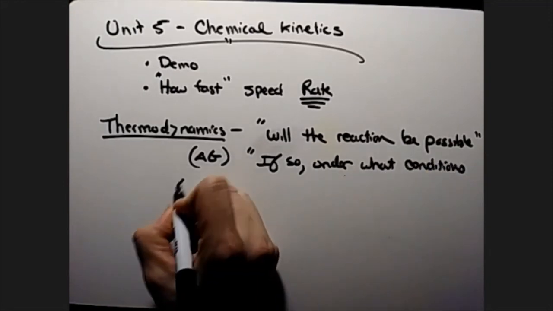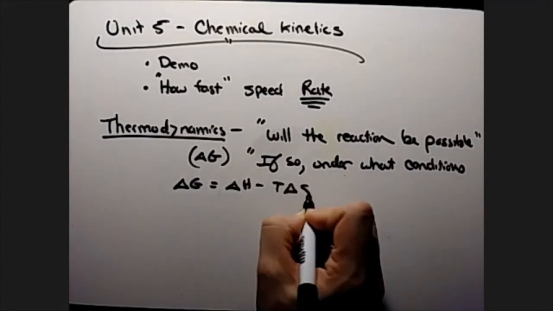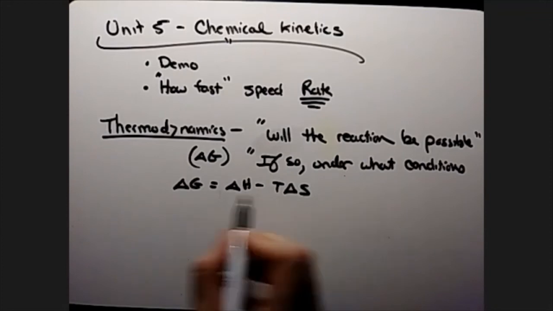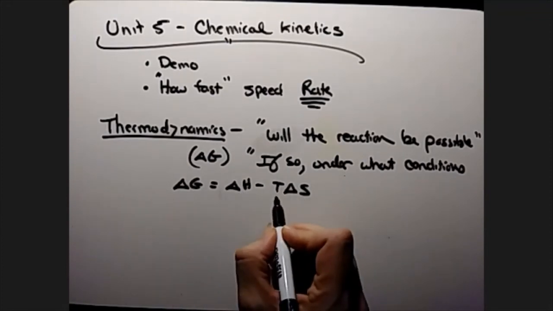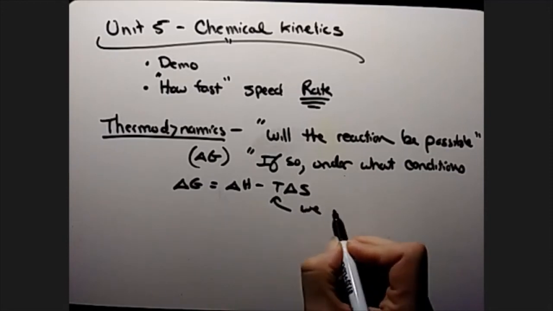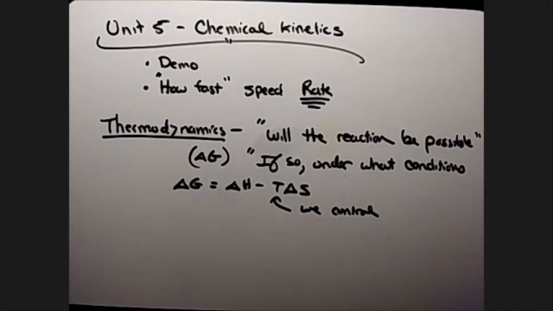Now remember, through that equation, delta G equals delta H minus T delta S, although we might be dealing with a certain enthalpy and entropy, we ultimately control the temperature at which that reaction occurs. So by bending the temperature, you can actually take something that might have been non-spontaneous and turn it spontaneous.